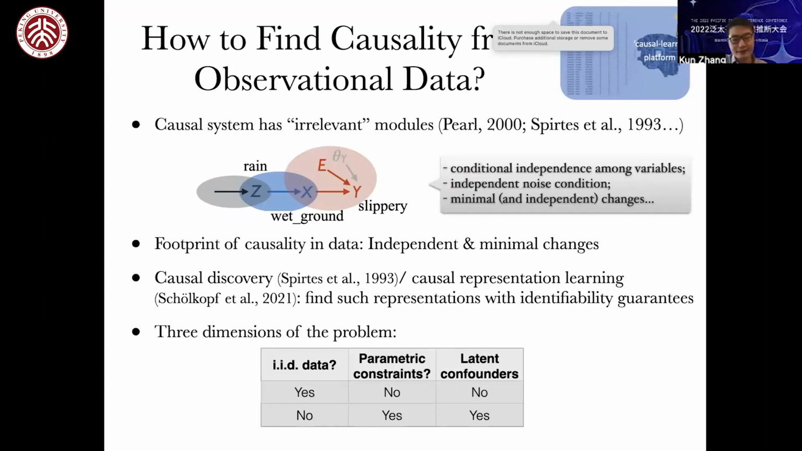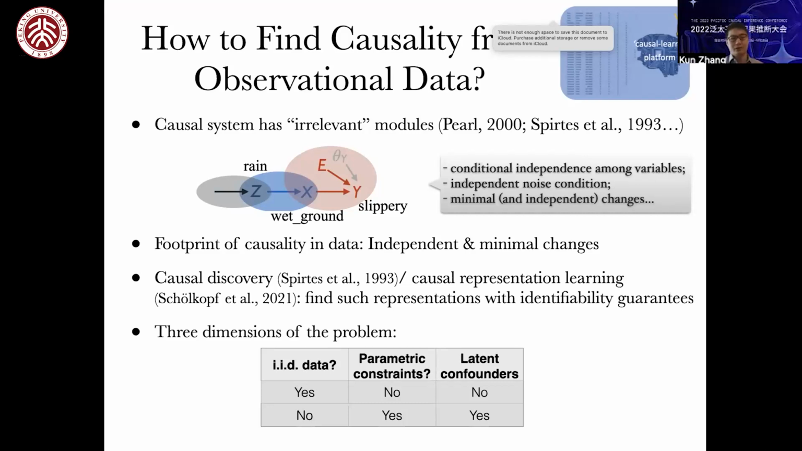Okay, the second problem is whether we have guarantees. That means for causal structure learning or causal representation learning, we have to show that as we have enough data, the learned result is consistent with the underlying causal representation. Usually for each causal discovery method or causal representation learning method, we have such guarantees.